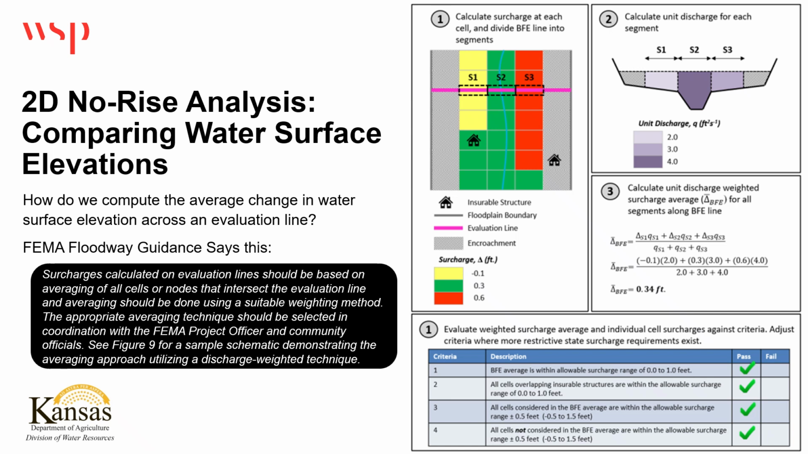This figure that we talked about earlier is Figure 9, which is what that quote from guidance is talking about. The boxes there in 1, 2, and 3 show the process for doing a discharge weighted average across each evaluation line. Now, note that that quote says a suitable weighting method. It doesn't say that you have to use this weighting method shown in Figure 9. This is just an example of what you can use.